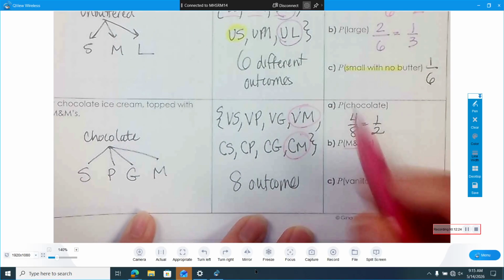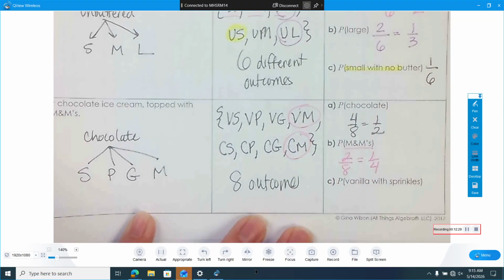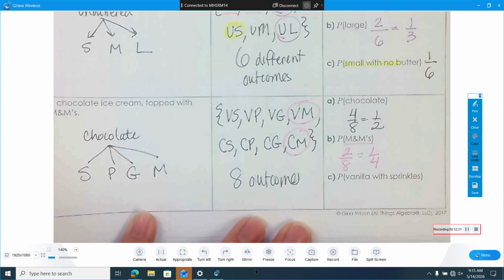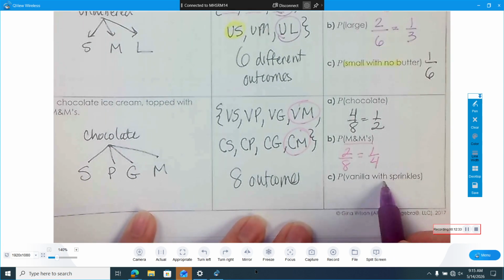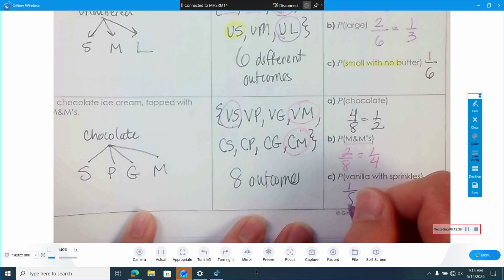What's the probability of getting some M&Ms? Yeah, 2 out of 8. There's 2 options with M&Ms, so 2 out of 8, which reduces to 1/4. Very good. And then what's the probability of vanilla with sprinkles? Yeah, there was the vanilla with sprinkles, 1 out of 8.